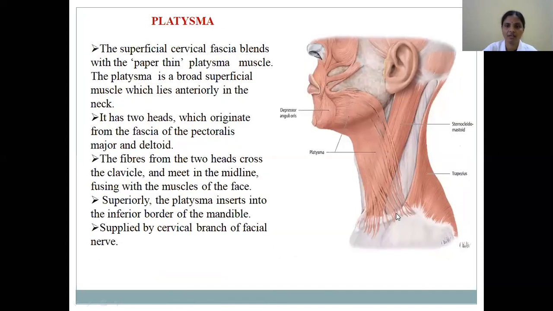Then you can clearly observe the origin. This platysma takes origin from the fascia over the deltoid and pectoralis major, and all the fibers ascend obliquely on the neck, where it forms the roof of the triangle of the neck. Above, it reaches the lower border of the mandible, and from here it further ascends towards the angle of the mouth as the risorius muscle. So this is the extent of the platysma muscle, and it is supplied by the cervical branch of the facial nerve.